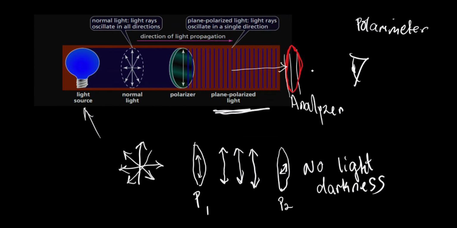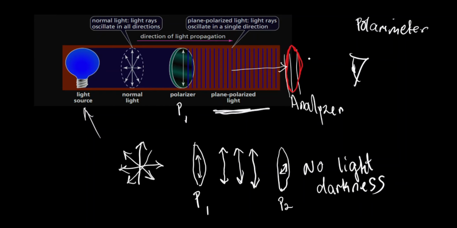Now the observer here continues to rotate the analyzer until no light passes through. At the point where no light passes through, it means that the analyzer has an axis of polarization that is perpendicular to our initial polarizer P1. So that's what the observer does: continue rotating the analyzer until there's total darkness.